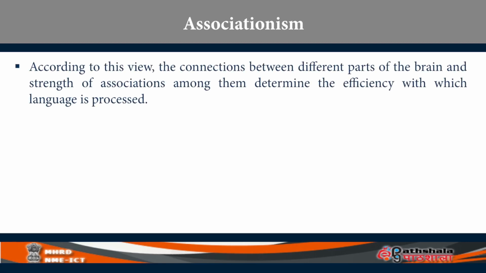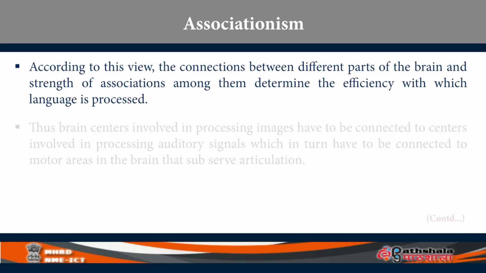Now let's move to the next slide. Associationism. According to this view, connections between different parts of the brain are more important than the areas themselves. So it is the strength of the connection that allows us to understand and use language.